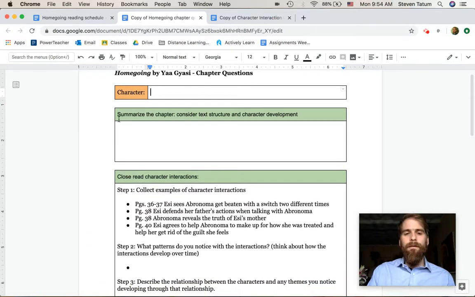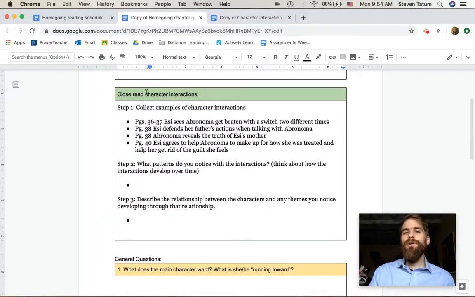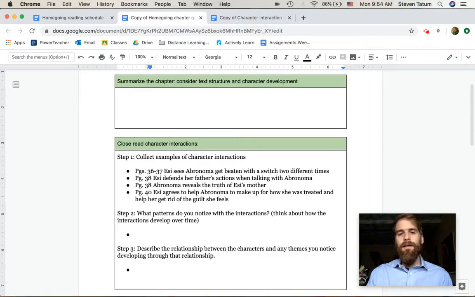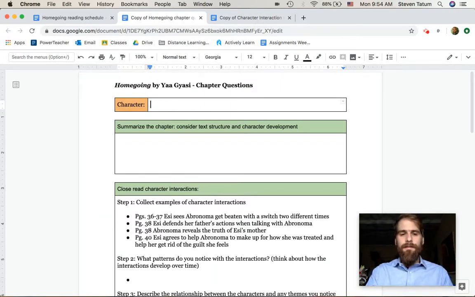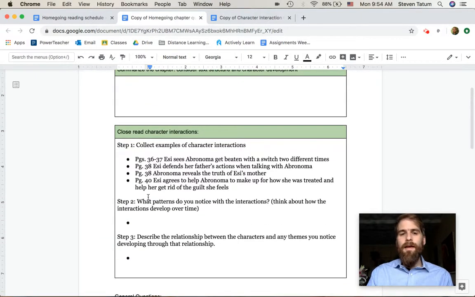All right, here's the document with the questions. I'm asking you to state your character name and then give a quick summary of the chapter. It doesn't have to be too thorough, just bullet points of what happens. Then here's the part that I've added to look at character interactions, and just as an example, I did this one for Esi. So as you're reading, I want you to be thinking about the interactions that your character is having with other characters and track that a little bit specifically.